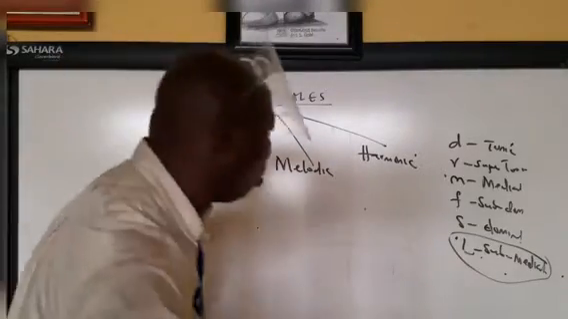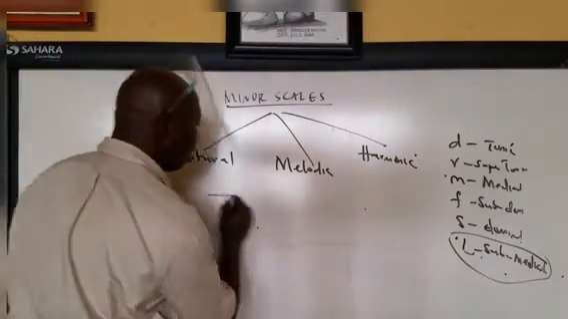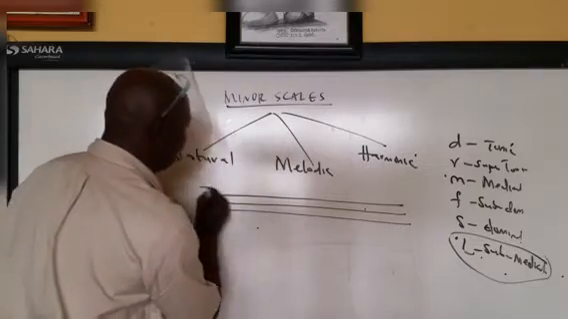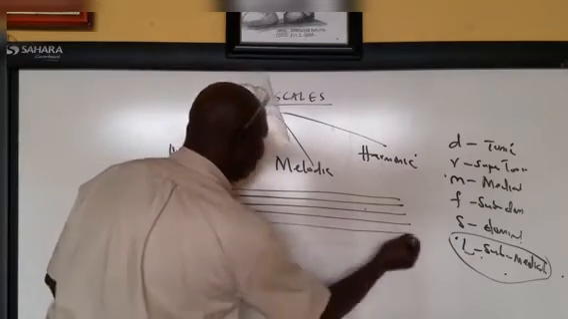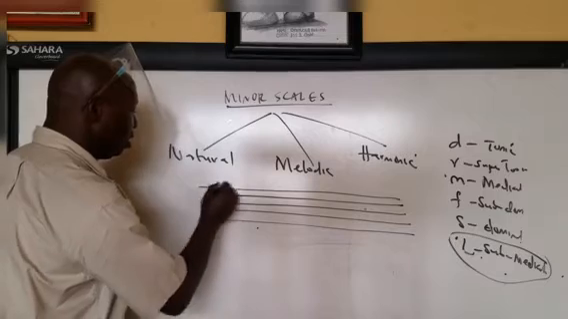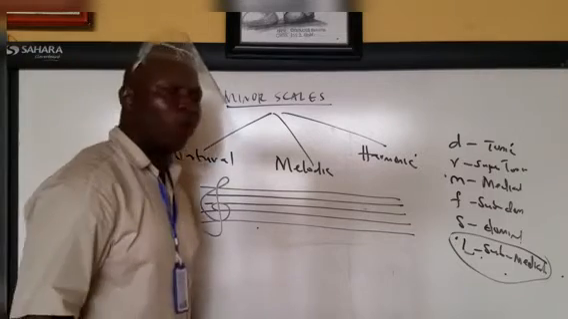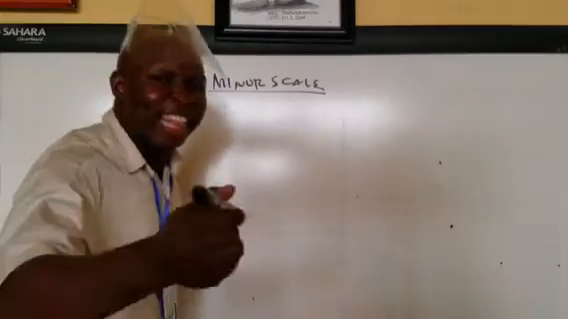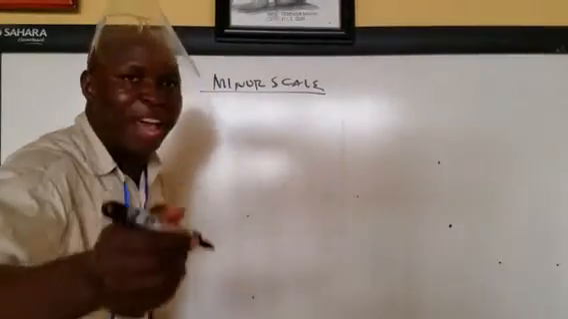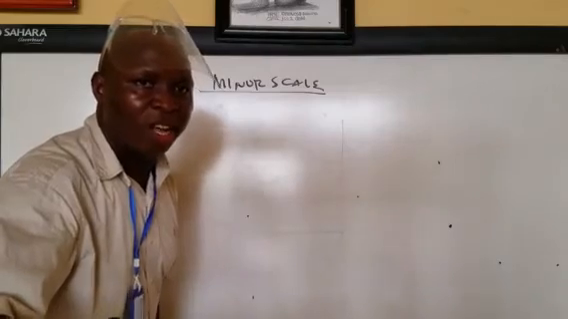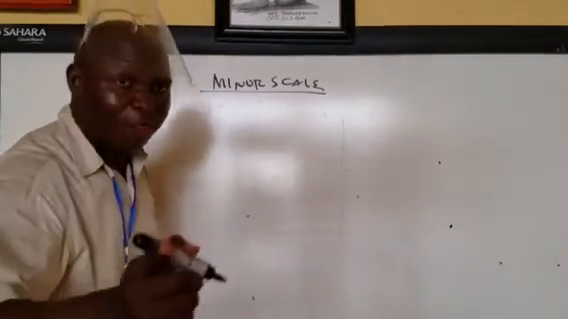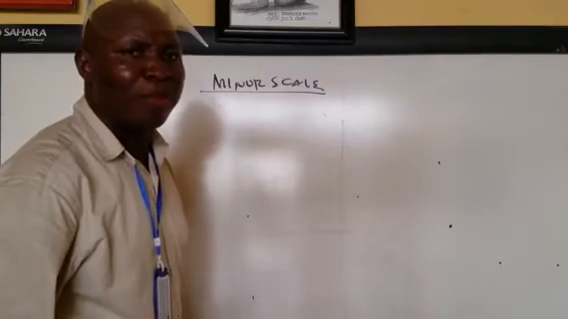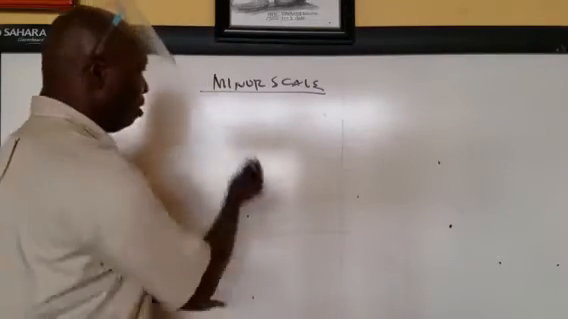I want to draw a minor scale. For example, this is a staff, 5 lines and 4 spaces. This is the treble staff. I want to construct a minor scale. If you have to construct a minor scale, this is it. I've told you that we have 3 kinds of minor scale: the natural minor scale, the harmonic minor scale, and the melodic minor scale.